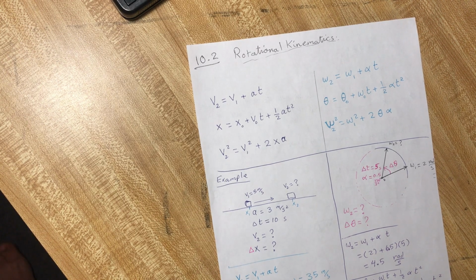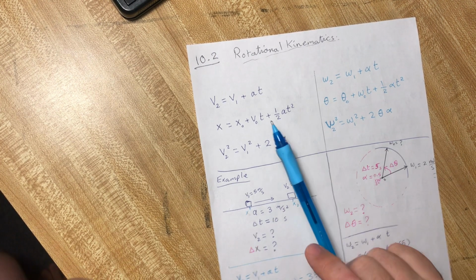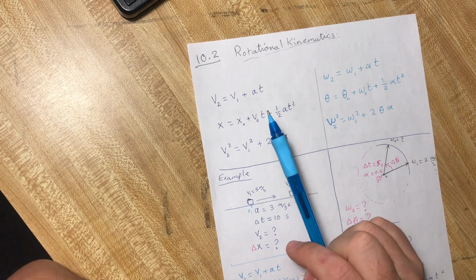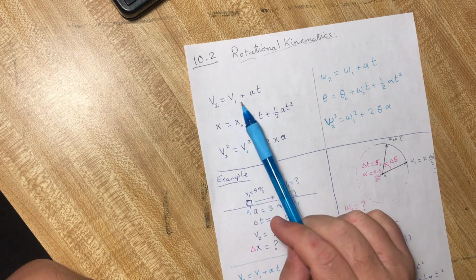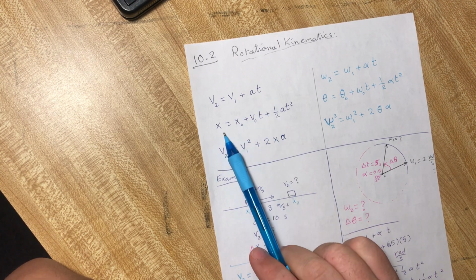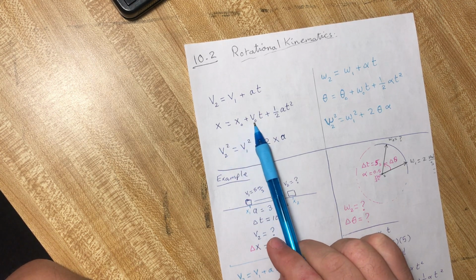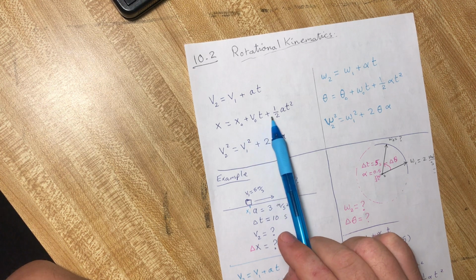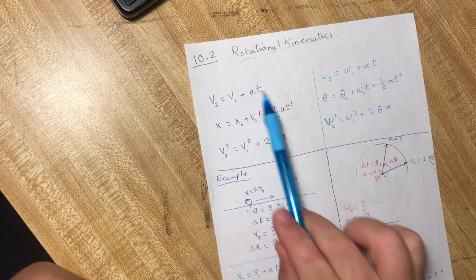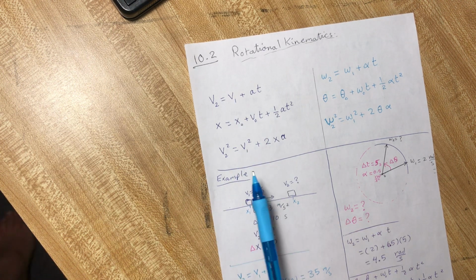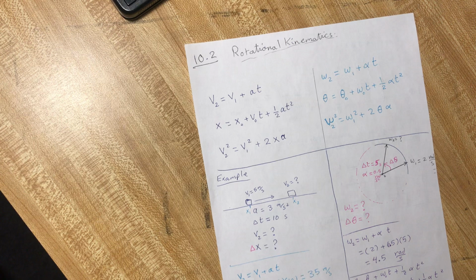Okay, now I will talk about section 10.2, which is rotational kinematics. Let us remember at first the linear kinematics equations of motion: v2 is equal to v1 plus at, x is equal to x naught plus v naught t plus half at squared, and v2 squared. You remember these equations from the first part of this course.